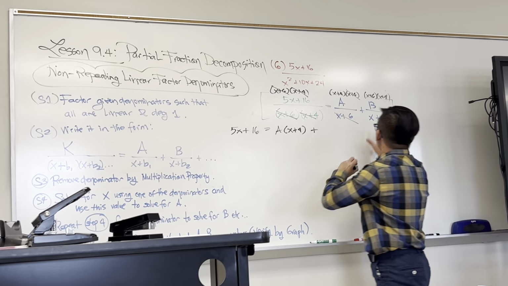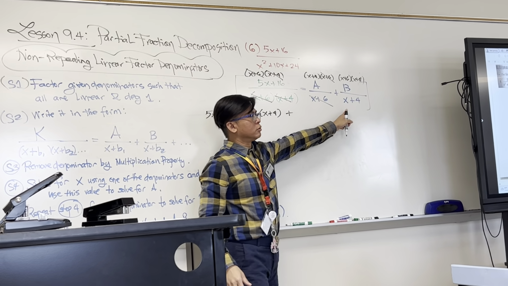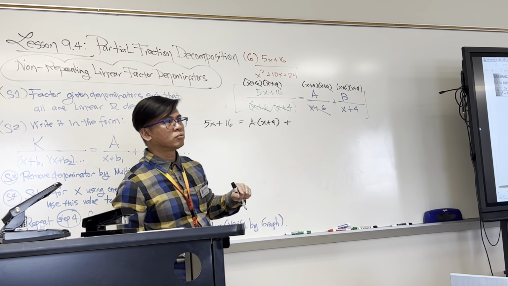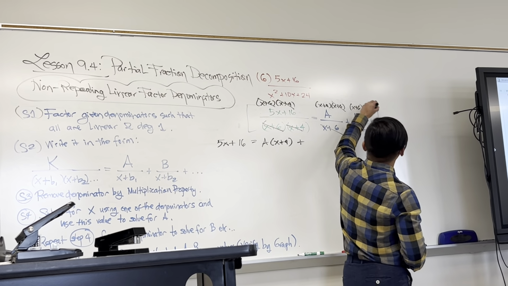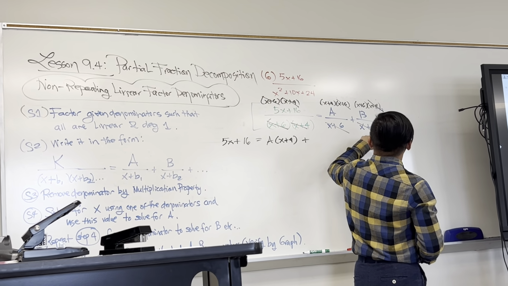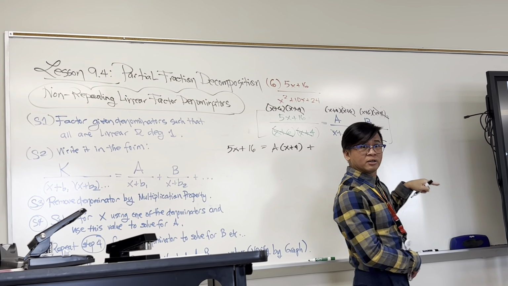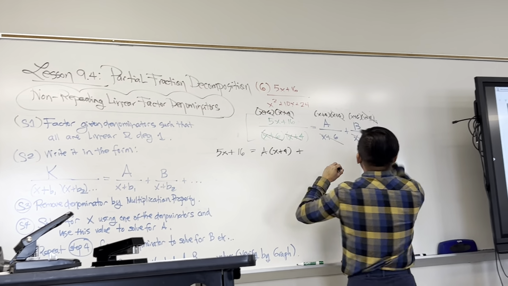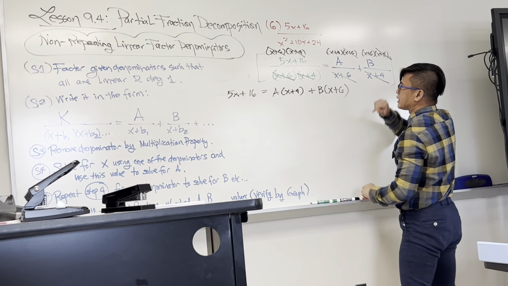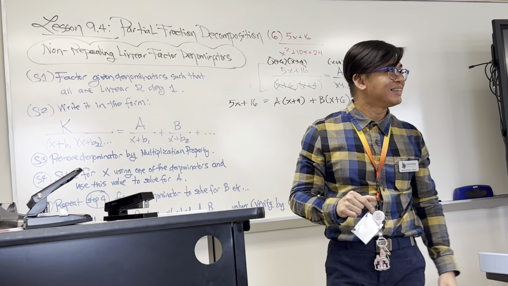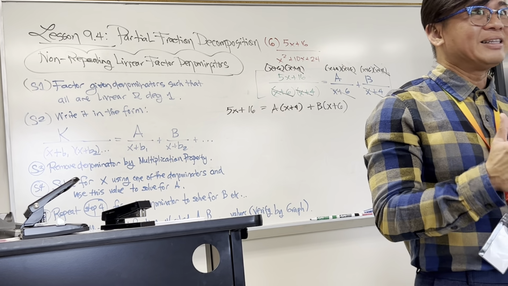Now, what do you think will happen in here? It would be b times x plus 6, right? Very good. Madeline, the x plus 4 is gone, right? And your b is multiplied to x plus 6. How we did? Get it, guys, what we did?